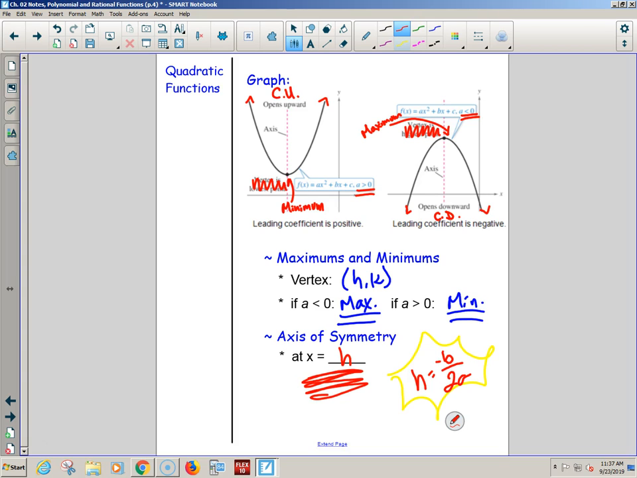When would the axis of symmetry not be vertical? If it's an x equals y squared, if it's a horizontal parabola, and your axis of symmetry is the k value instead. Anyway, that's fun.